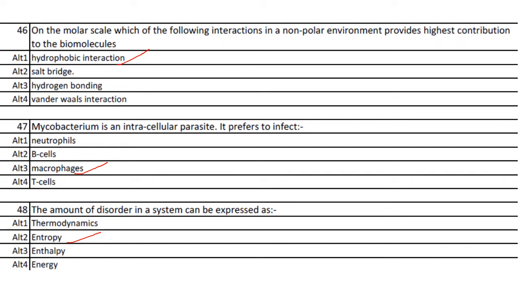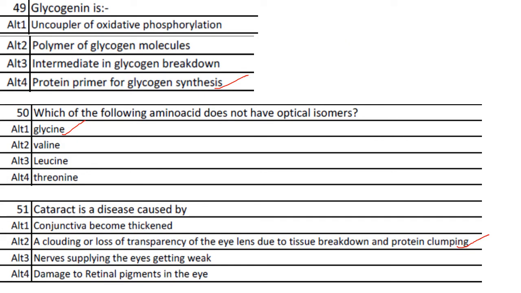It prefers to infect macrophages. Then next one. The amount of disorder in a system is expressed as entropy. Then glycogenin is a protein primer for glycogen synthesis. Just like you have a primer for the synthesis of the DNA, there is a protein primer called glycogenin for glycogen synthesis. Which of the following amino acid does not have optical isomers? So glycine doesn't have optical isomers.